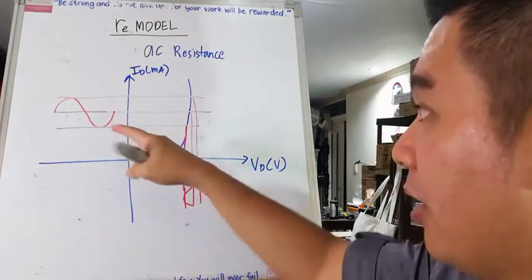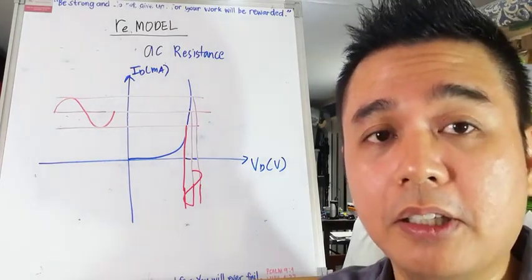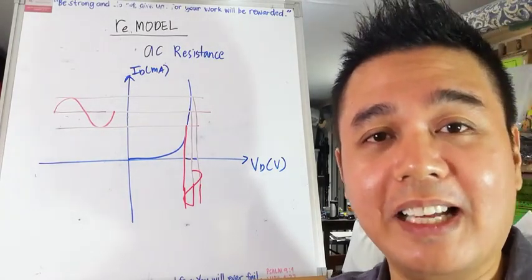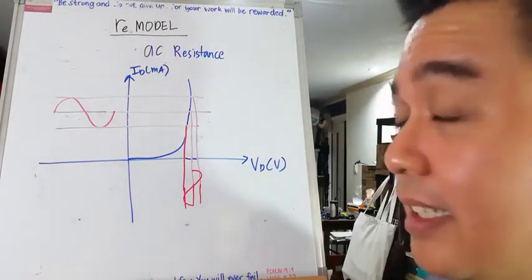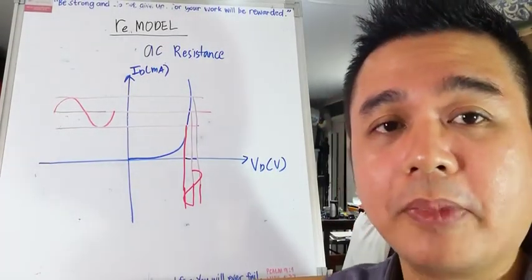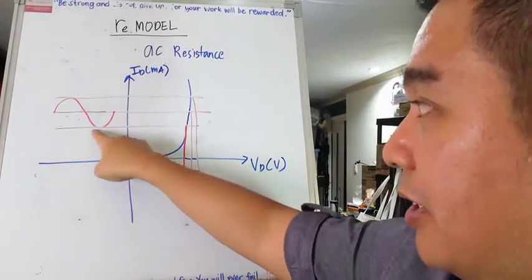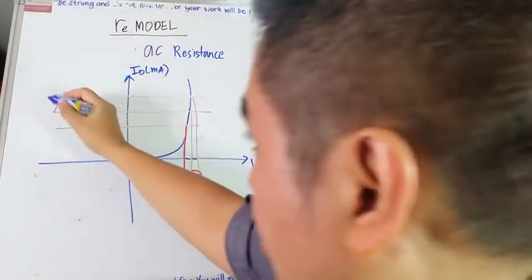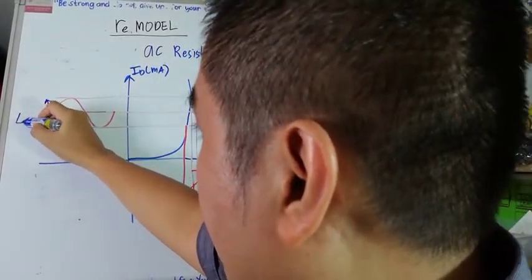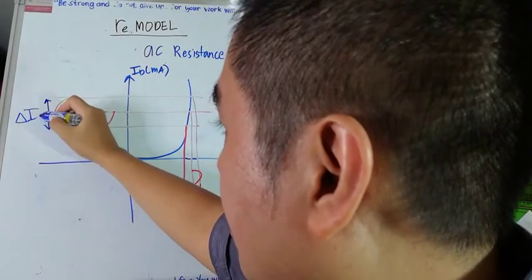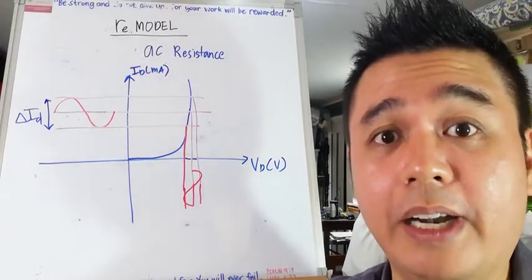So syempre, nagbabago-bago yung kuryente at nagbabago-bago rin yung ating voltahe. No? Ano ang magiging resistance niya? Nagbabago rin. So that's why this is called AC resistance. So how do we determine the AC resistance? So it's easy. No? So dito muna tayo. Kung susukatin natin to, this is called delta I sub D or the change in the diode current.